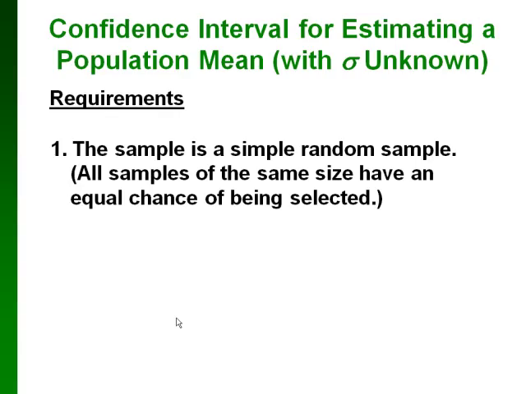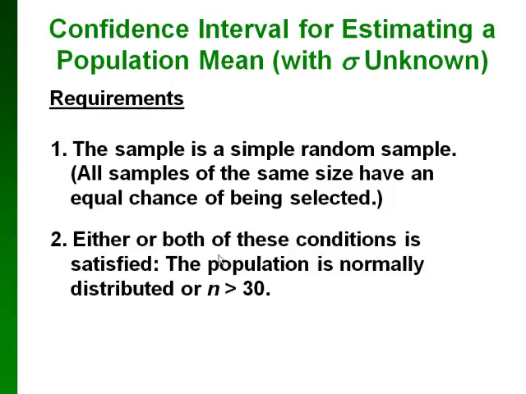So again, if we're going to estimate a population mean, we have some requirements. First is that the sample has to be a simple random sample. And the second one is that either the original population has to be normally distributed or the sample size has to be greater than 30.